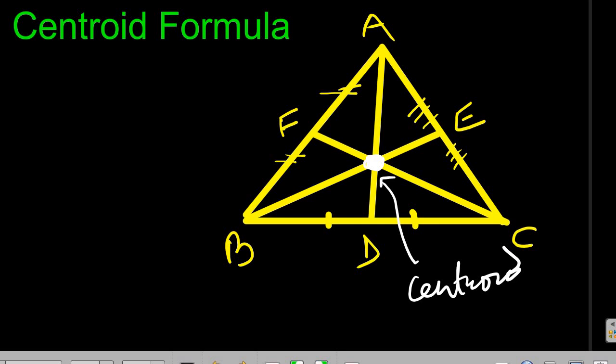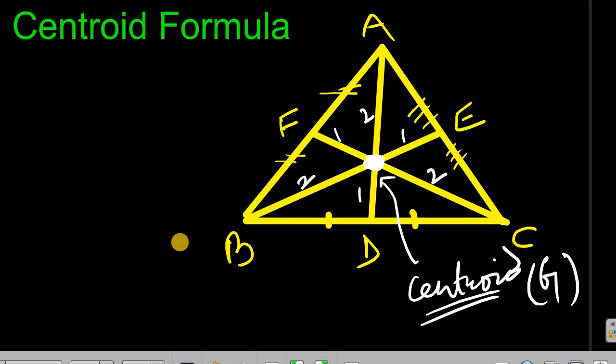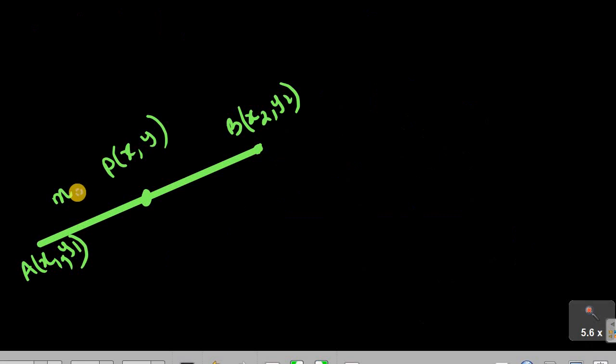Generally, the centroid point is denoted by G, and you should know the property of the centroid, that the centroid divides the median of the triangle in the ratio 2:1 from the vertex. It's necessary because to prove this centroid formula we use the section formula and the midpoint formula also. So let's review the midpoint formula also. The midpoint formula is derived from the internal section formula.